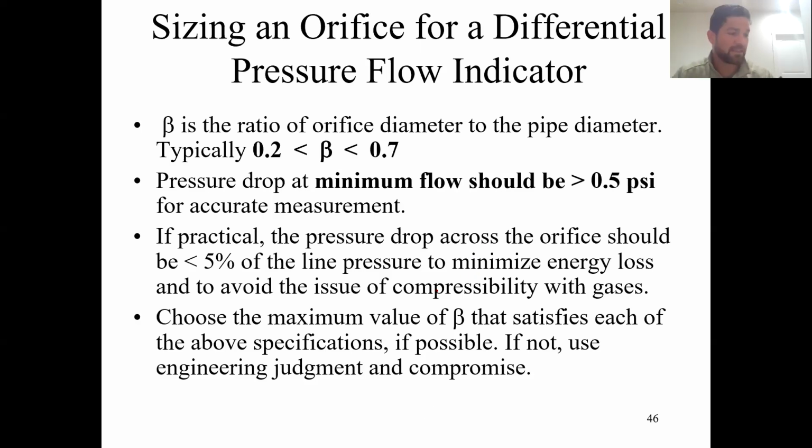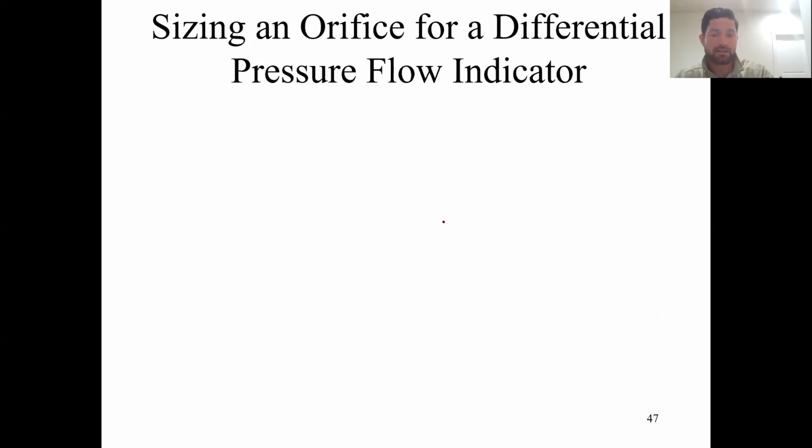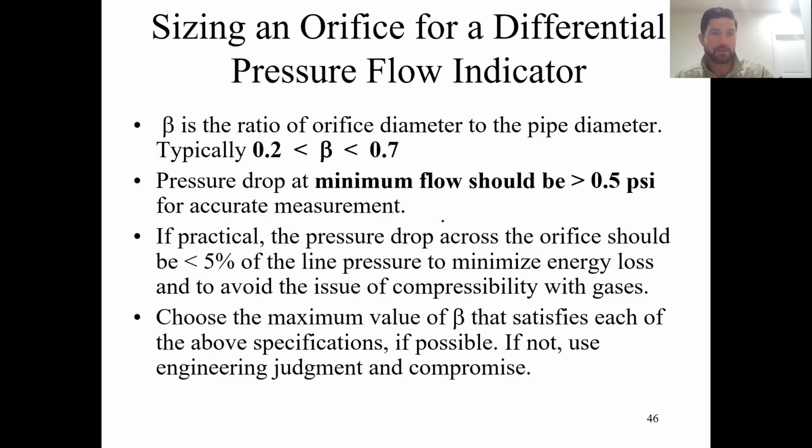Okay, so here's criteria, and then I'm going to quickly show you the process, and then we will wrap it up, okay? General criteria for designing. The general criteria for sizing the orifice plate with the differential flow indicator: the value we calculate for beta should be between 0.2 and 0.7. So this would be at max, and this would be at min flow. So the pressure drop at the minimum flow should be at least 0.5 psi.